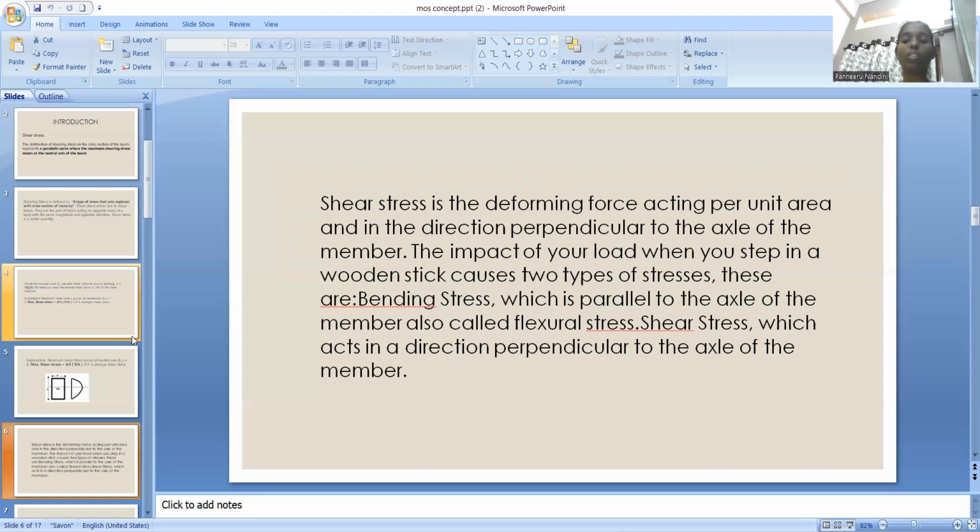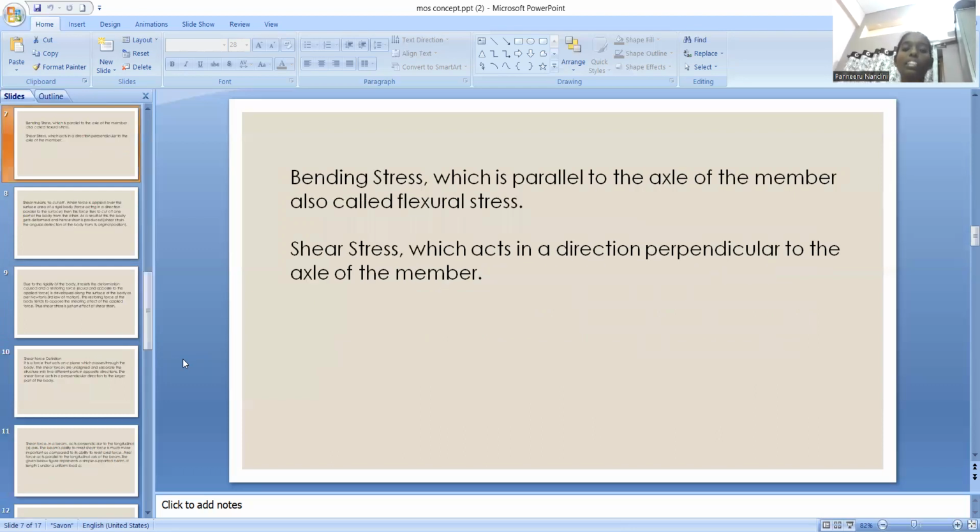The impact of your load when you step on a wooden stick causes two types of stresses. These are bending stress, which is parallel to the axis of the member, also called flexural stress, and shear stress, which acts in a direction perpendicular to the axis of the member.